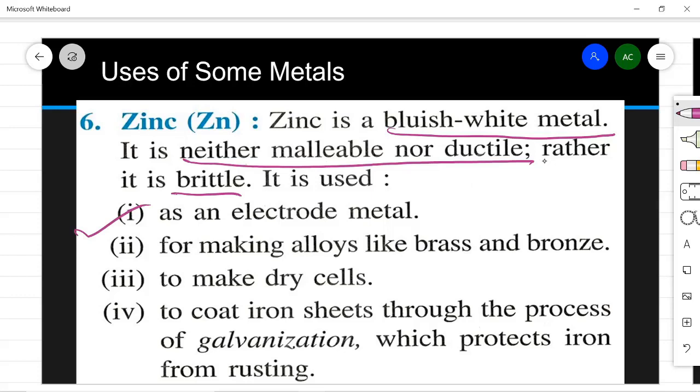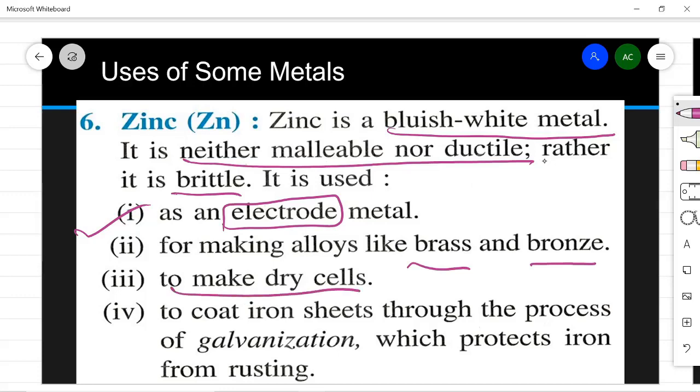एज एन इलेक्ट्रोड मेटल. हमें जब इलेक्ट्रोड बनाने होते हैं, इलेक्ट्रोड्स क्या होते हैं हायर क्लासेस में पढ़ेंगे. अभी बस इतना समझ लीजिए कि बैटरी में दो टर्मिनल्स होते हैं, पॉजिटिव एंड नेगेटिव. तो वो जो दो पॉजिटिव और नेगेटिव टर्मिनल्स होते हैं उनको हम इलेक्ट्रोड्स बोलते हैं. और वो इलेक्ट्रोड्स जो होते हैं वो जिंक के बनाए जाते हैं. ब्रास और ब्रॉन्ज में कॉपर के साथ इनका अलॉय होता है, जिंक होता है उसमें.